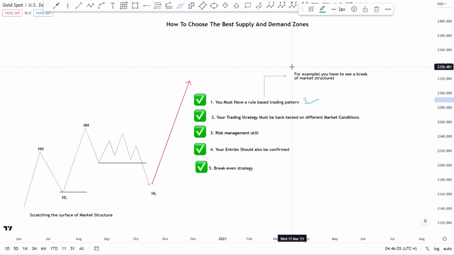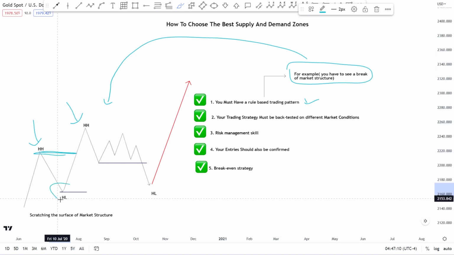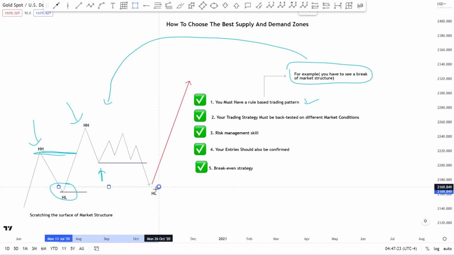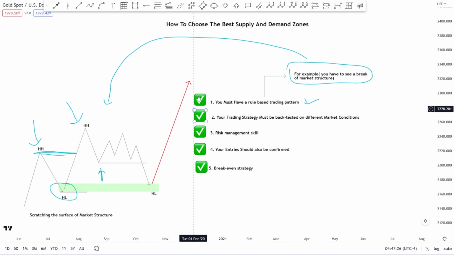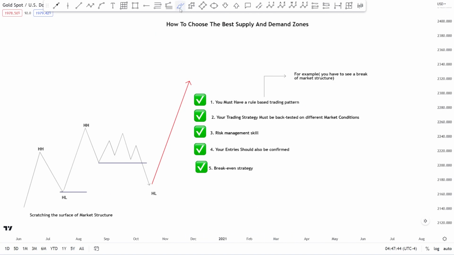Let's say maybe you are trading only the break of structure, like on this pattern here. We can see that we have a high here, we have a high, and then we have a break of structure here. You will be looking to enter the market at this area, only if you have this low being broken. So our demand zone will be at this area. In this video, I want to teach you how to select the perfect demand zone from here.